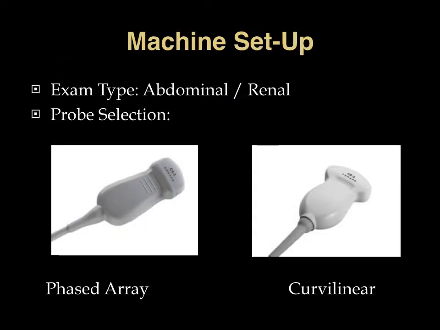Let's move on to setup. For this study, you will want to use a low-frequency probe for better depth penetration, so either a phased array or curvilinear. While the curvilinear may be more helpful in a larger habitus patient, a phased array may fit better between the patient's ribs. Your exam type should be set to abdominal or renal if available.